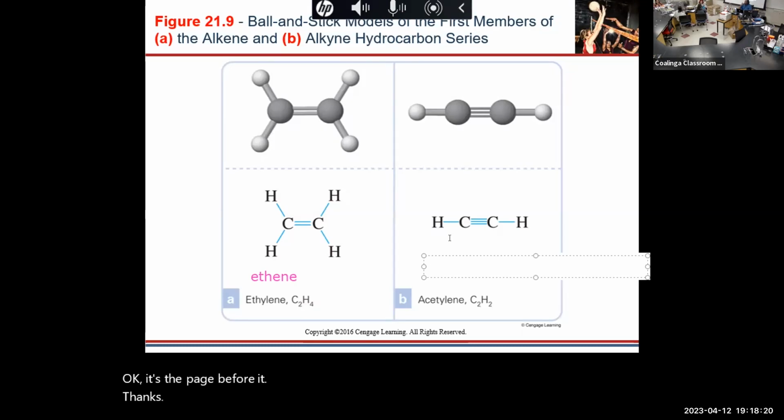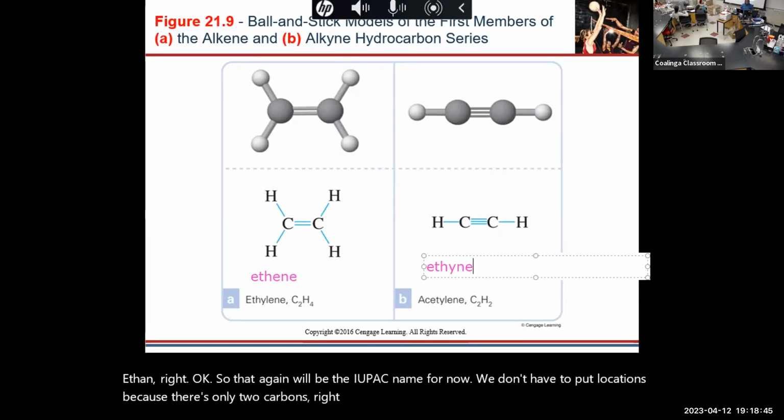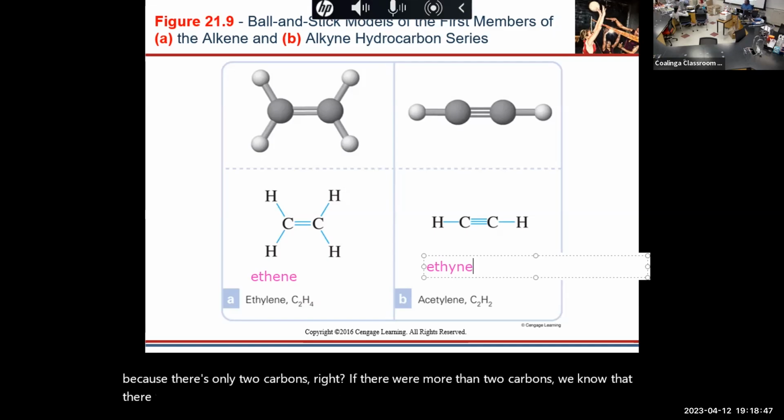Okay, so two carbons, again, the prefix is eth, and then it's a triple bond. Yne. Okay, so that again would be the IUPAC. Now we don't have to put locations because there's only two carbons, right? If there were more than two carbons, we know that there would have to be locations. Okay.